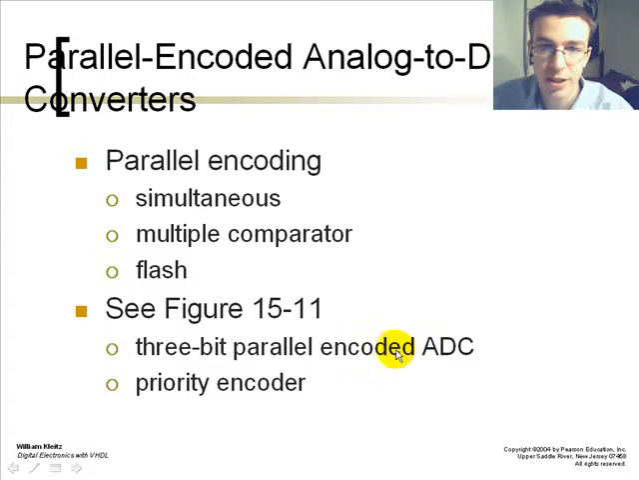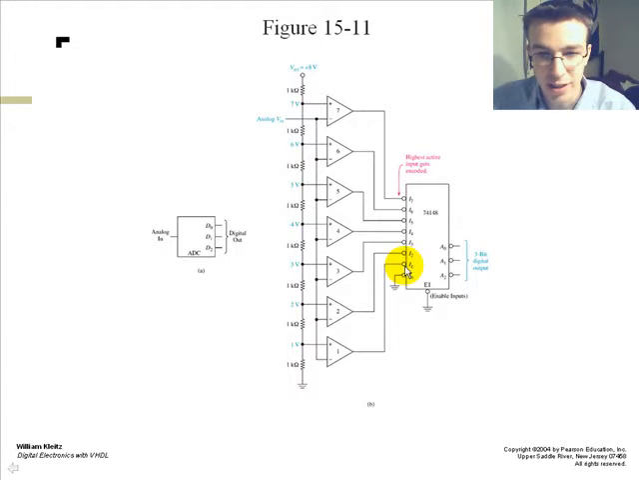Parallel encoded analog to digital converters. Parallel encoding is simultaneous and has multiple comparators associated with it. Usually a flash device uses this. This is a 3-bit parallel ADC, taking in the values and outputting your 3-bit digital value. It takes in your 0 through 7, your 8 levels, and converts it to a 3-bit number.